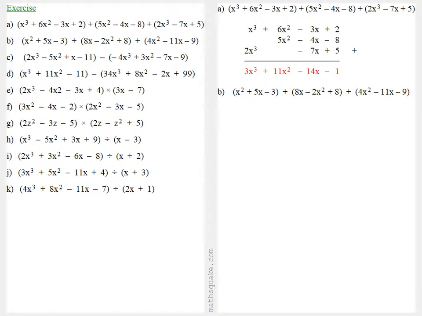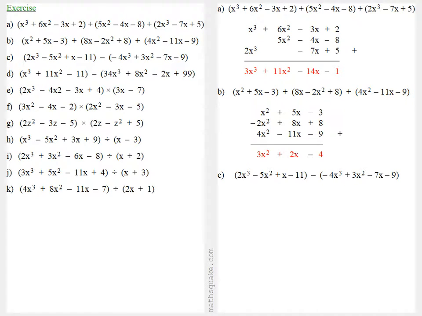In part B, we've got exactly the same thing, three polynomials. We want to add them together, and so we write them down with the columns aligned correctly. Then we can add x squared plus minus 2x squared plus 4x squared, which is equal to 3x squared. We can add 5x plus 8x minus 11x, which is 2x, and minus 3 plus 8 minus 9 is minus 4. So our solution is 3x squared plus 2x minus 4.